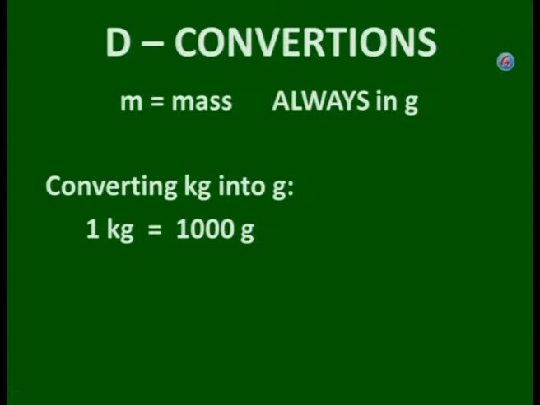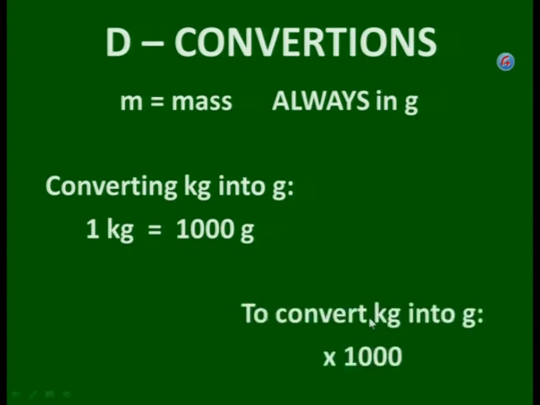As I said, to calculate moles, your mass needs to be in grams. It should always be in grams. So if you get a question where they give you kilograms, you need to know how to convert it into grams. In 1 kilogram, there are 1,000 grams. So to convert kilograms to grams, you need to multiply by 1,000.